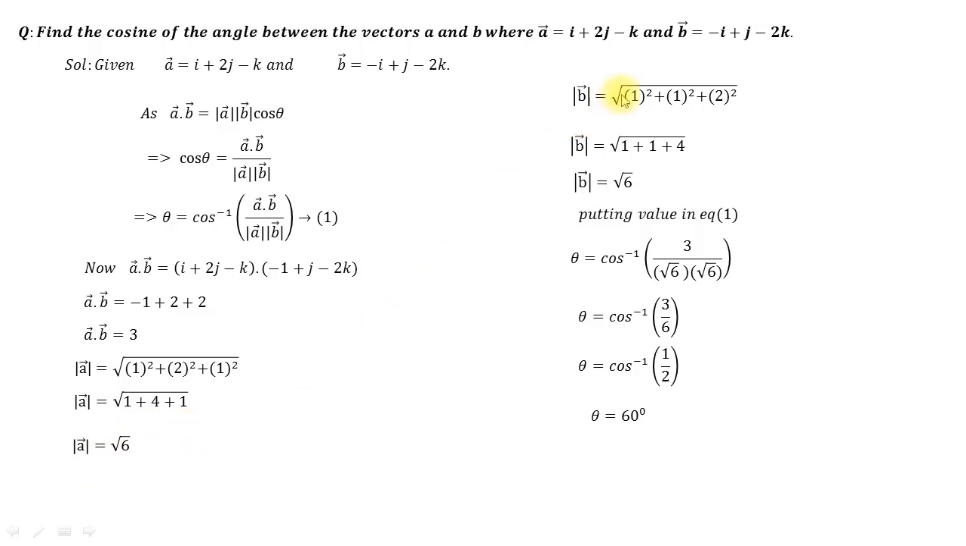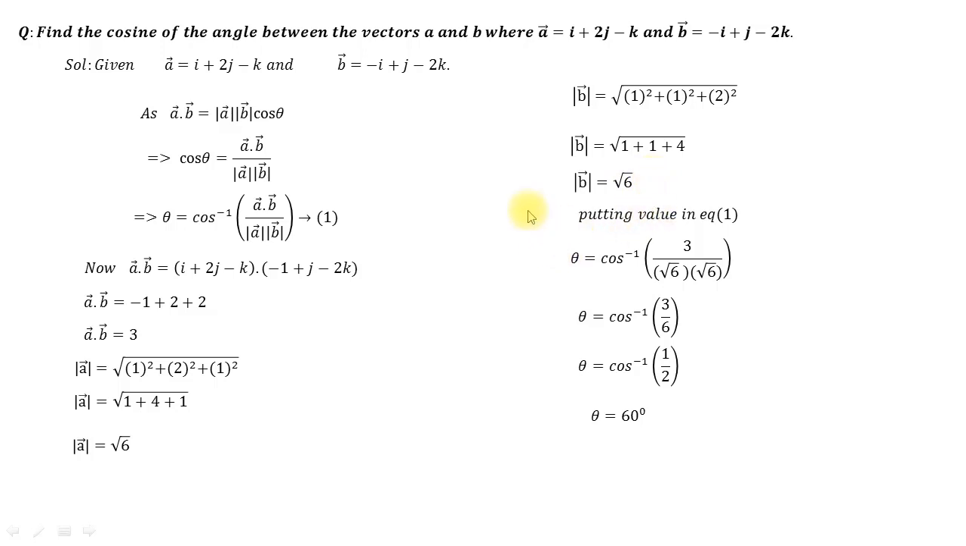Now to find the magnitude of vector B. The magnitude of vector B is also equal to the square root of the sum of the squares of the components. The first component in vector B is minus 1, the second component is plus 1, and the third component is minus 2. We can write minus 1 squared or plus 1 squared; in both cases we obtain a positive result, because minus squared means plus. So 1 squared is 1, 1 squared is 1, and 2 squared is 4. So 1 plus 1 plus 4, under root 6. So this is the magnitude of vector B.